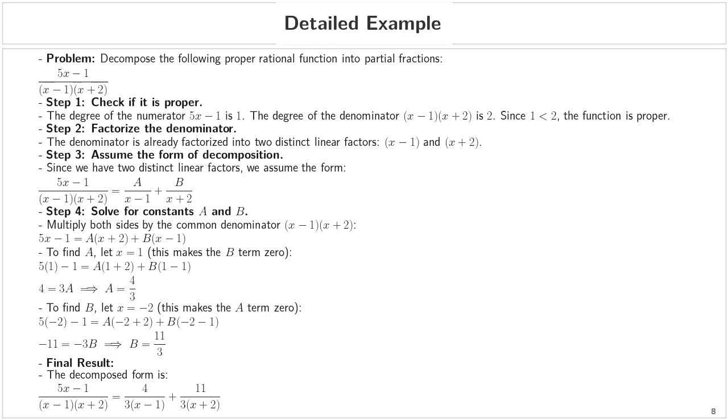Finally, we can write out the decomposed form of our function. We have (5x - 1) / ((x - 1)(x + 2)) = (4/3) / (x - 1) + (11/3) / (x + 2). And that's it. We've successfully decomposed the rational function into its partial fractions. Remember, this is done to make integration much easier, as we'll see in future lessons. Also, keep in mind the common mistakes we discussed on the previous slides, like ensuring the function is proper and handling repeated factors correctly.